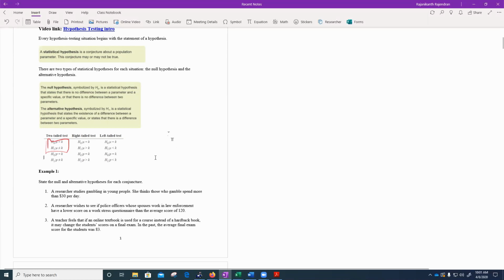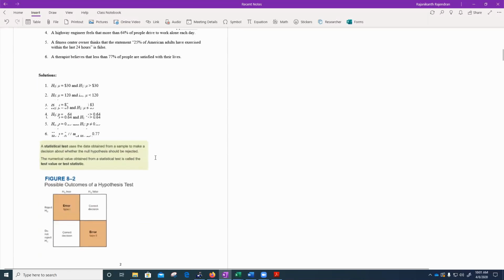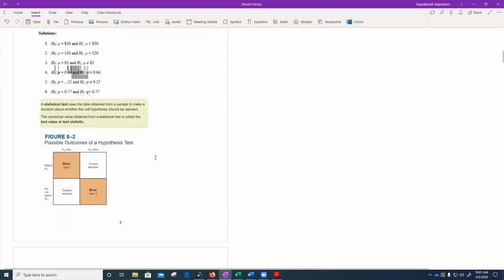Okay, let's move on to the next definition. Okay, so now this is our entire picture of our hypothesis testing, figure 8.2.